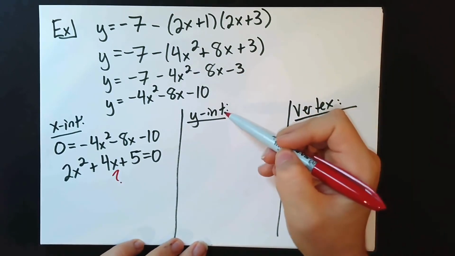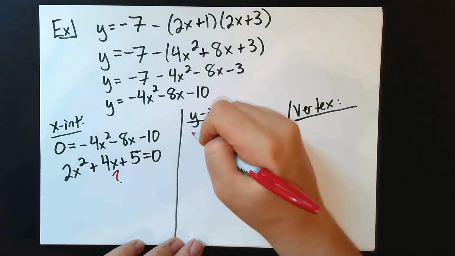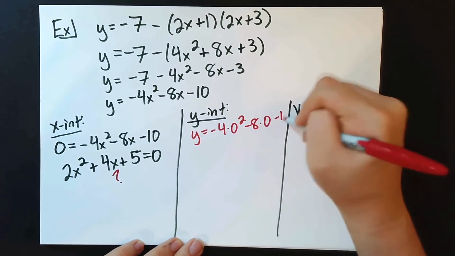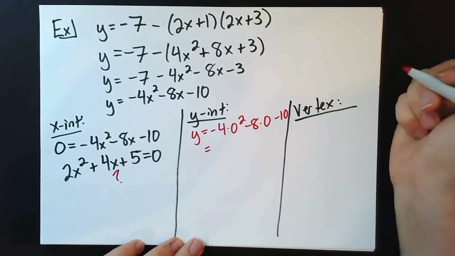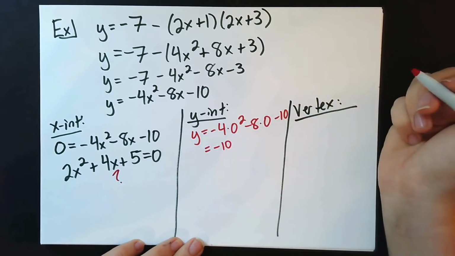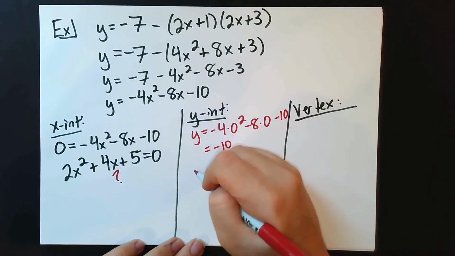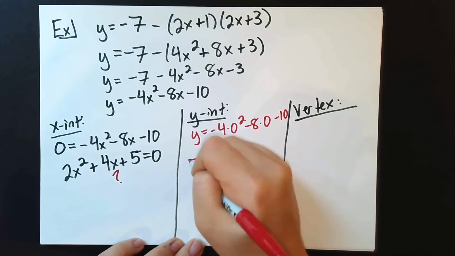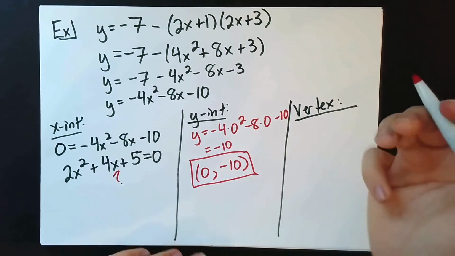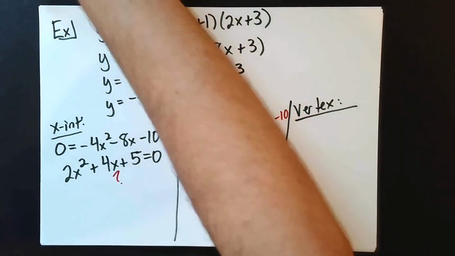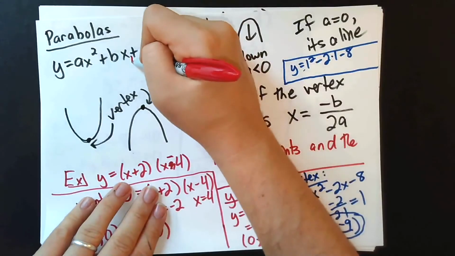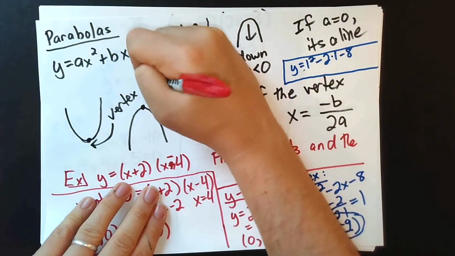The y-intercept, again, corresponds to the output that you get from the input 0. So that will be y equals minus 4 times 0 squared minus 8 times 0 minus 10, which is just minus 10. And so my y-intercept here is going to work out to be (0, minus 10). By the way, when you look at ax squared plus bx plus c, you can also interpret this plus c here as really being the y-intercept.